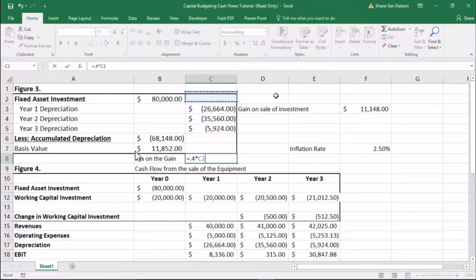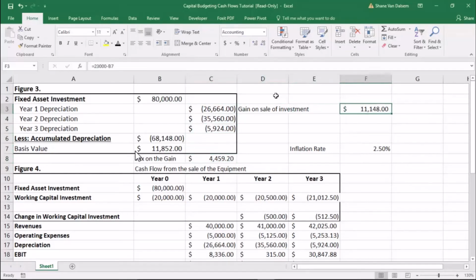The tax on the gain is our tax rate of 40%, times the gain on the sale. So our tax is $4,459.20. And again, I'm not taxing the $23,000 I'm receiving. I'm taxing the gain on the sale of the investment. What I'm receiving that is above the book value or the basis value of that equipment.